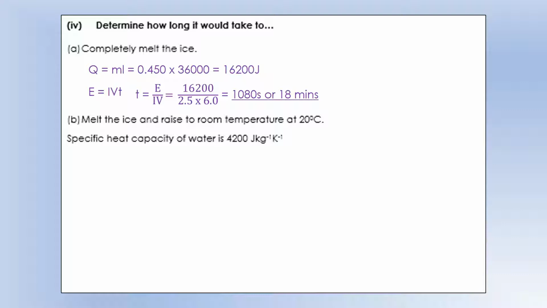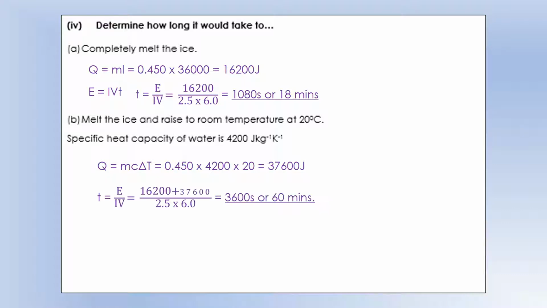So how long would it take to melt the ice and raise it to a room temperature of 20 degrees? What we essentially need to figure out is how much extra energy we need to give it to raise the temperature. Well, we can use this equation. Remember, ice melts at 0 degrees. We can then rearrange the same expression as before, but we add together the energy to change phase plus the energy to change temperature, and then again we get our time. So we're taking about an hour to do this process.